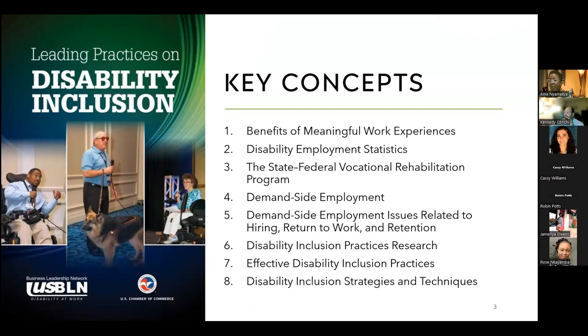The key concepts we're going to talk about are eight areas: 1, the benefits of meaningful work experiences; 2, disability employment statistics; 3, the state federal vocational rehabilitation programs; 4, demand-side employment; 5, demand-side employment issues related to hiring, return to work, and retention; 6, disability inclusion and practice research; 7, effective disability inclusion practices; and 8, disability inclusion strategies and techniques. Okay.